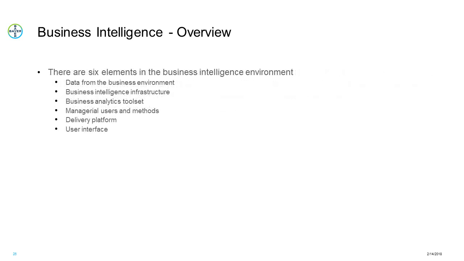So when you look at business intelligence, there are really 6 elements that you want to cover. The 6 elements are data from the business environment, business intelligence infrastructure, business analytics toolset, managerial users and methods, delivery platforms, and user interfaces.